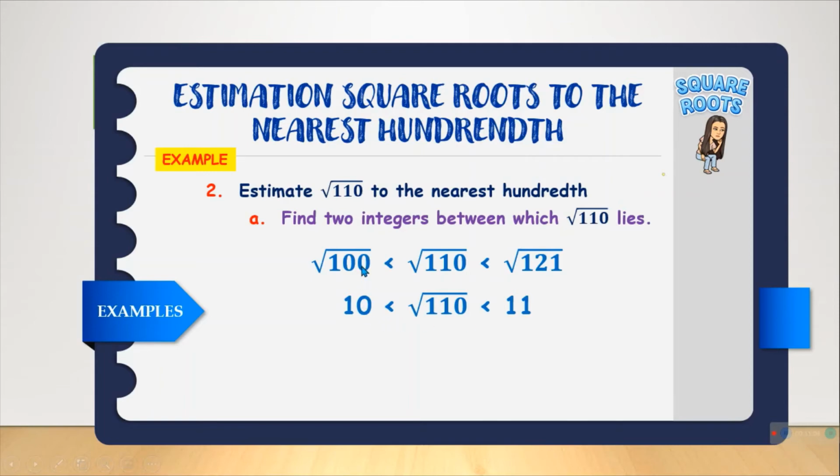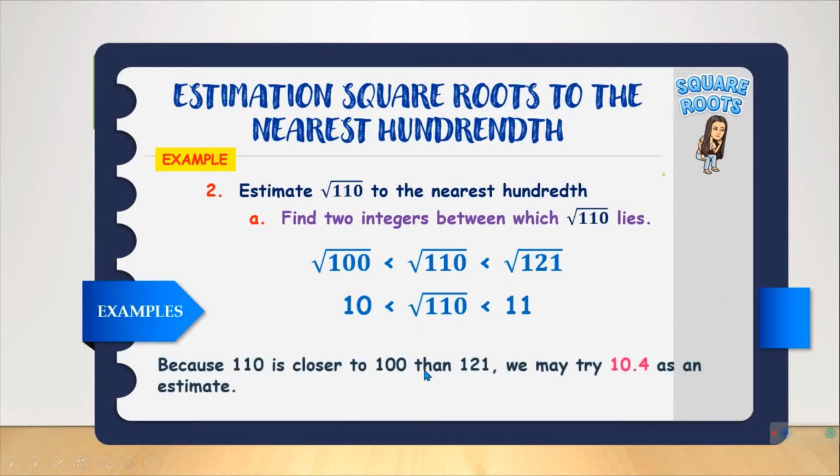10 times 10 is 100. 11 times 11 is 121. So nasa gitna, ilang dalawa, si 110. So, ang estimation niyan, since yung mas maliit siya kaysa sa 10, mas maliit si 10 kaysa sa 110. So, 10 yung whole number natin.